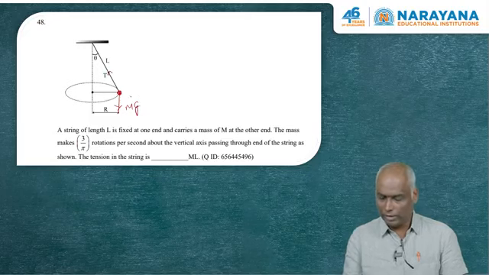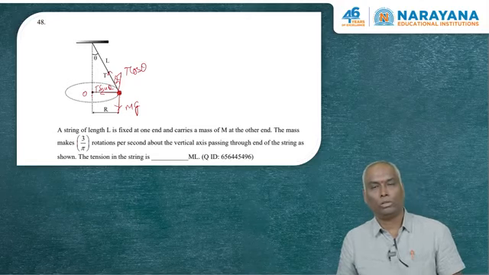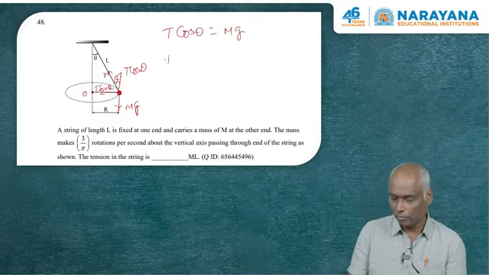Because it is moving in a circular path, we can resolve this tension into components. The components are T cos theta acting upwards, and T sin theta acting toward the center. O is the center of the circular path. Now the relation between T cos theta and mg is T cos theta equal to mg. T sin theta will provide the necessary centripetal force. Let us imagine that it is moving in a circular orbit whose radius is equal to r. So T sin theta is equal to m r omega square.